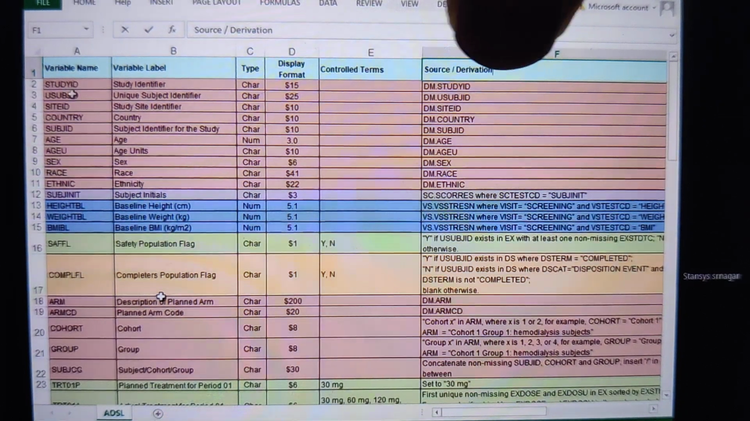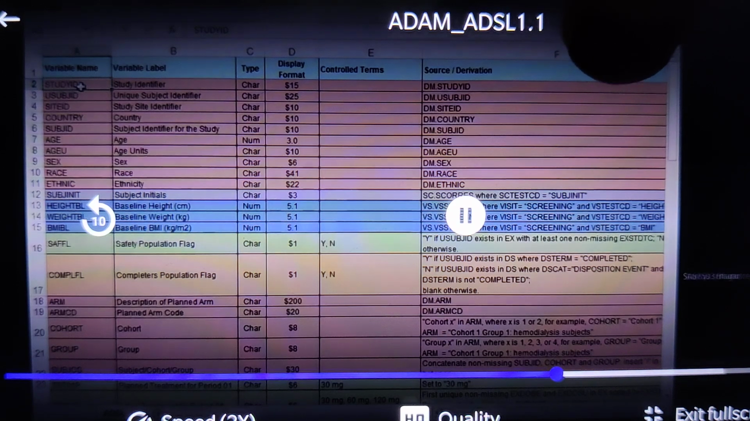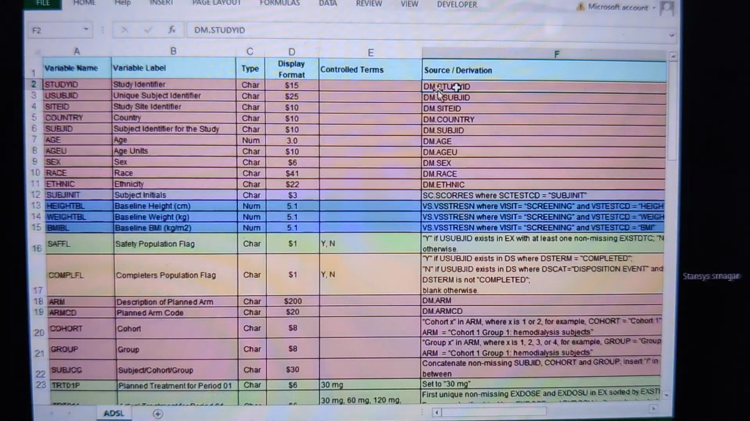Now tell me, what did you understand? What should we create first? Study ID. From where should you create the study ID? DM.STUDYID. That is the name. That means in the SDTM DM, what is the variable that we have? Study ID. So we should just copy that. Then I want to have the subject ID. Again, from where can you get that one? DM.USUBJID.